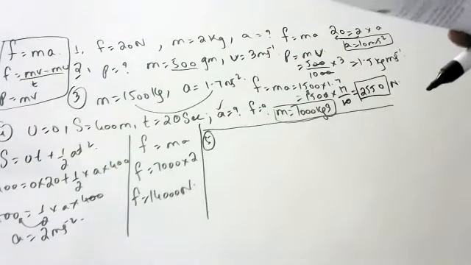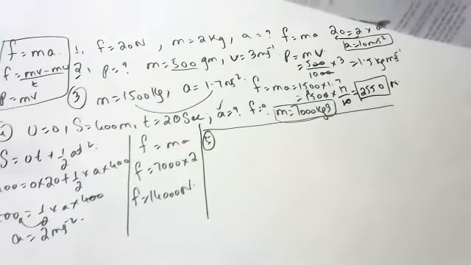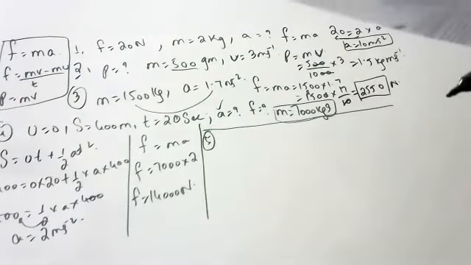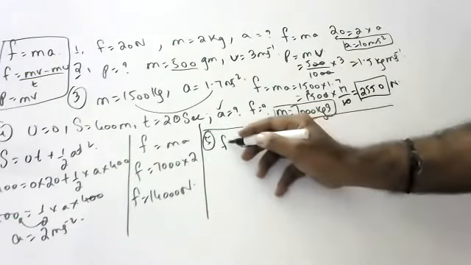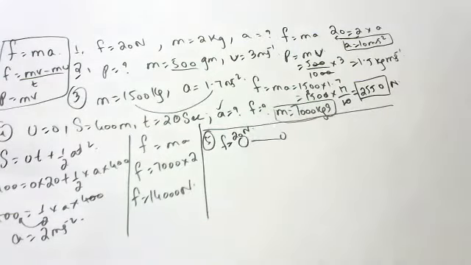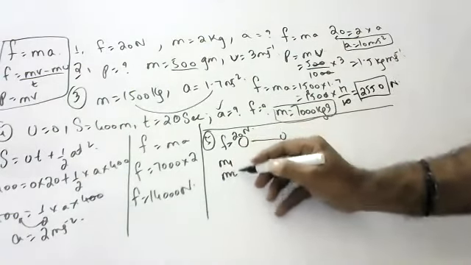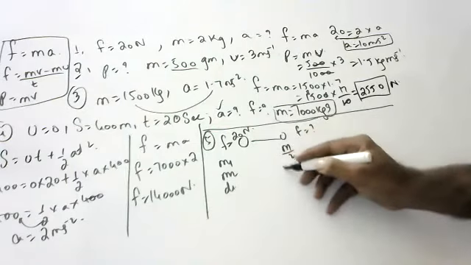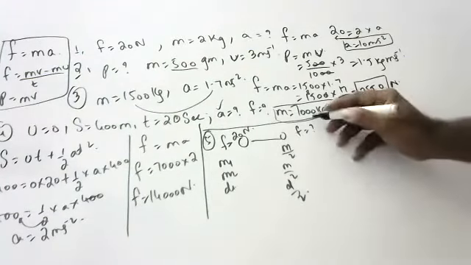Next, children. The question is like this. The force of attraction between two bodies. Actually this question comes in gravitation, but since you have gravitation knowledge also, I will tell you. The force between two balls is 20 newton. M1 is M1, M2 is M2, distance is D. What happens to the force if each mass is half and the distance is also half? So children, here we have to use the universal law of gravitation.